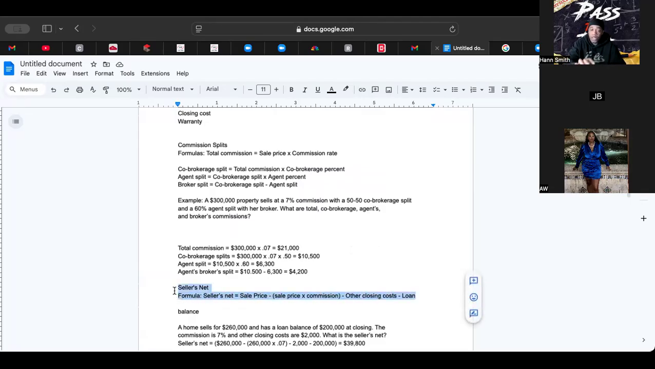What I would do is make it for y'all, and I'll send it to you: a selling net proceeds formula sheet. We're going to put formulas on this sheet and build on it. And every time we put a formula on it, we should be using that formula.